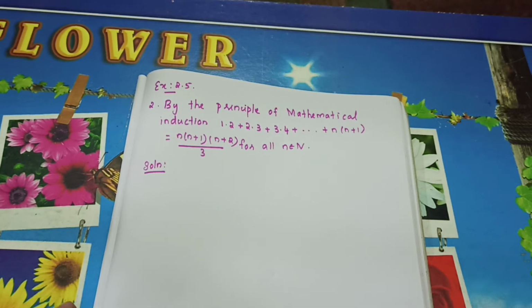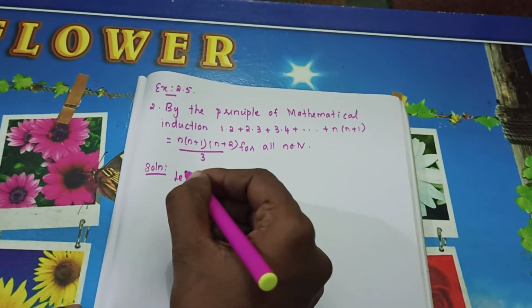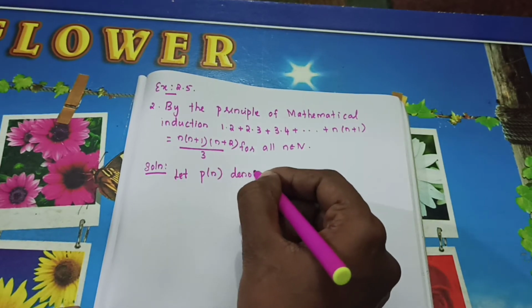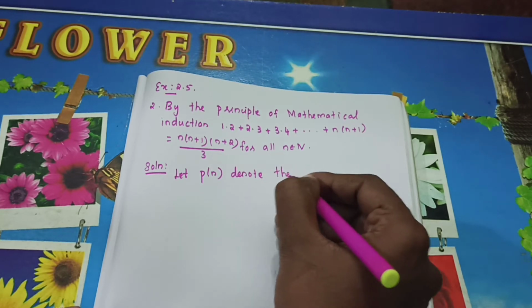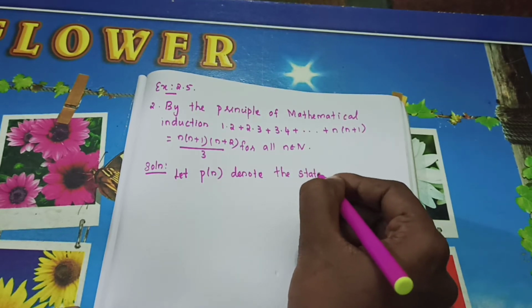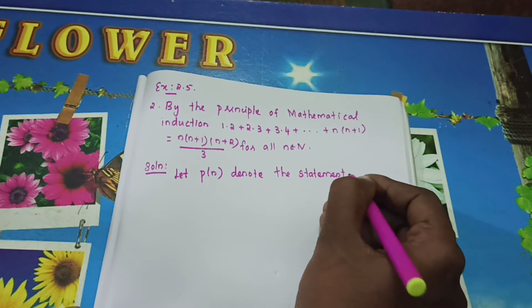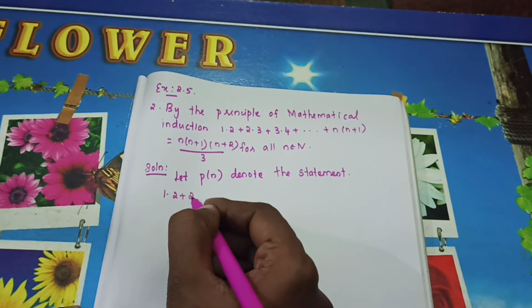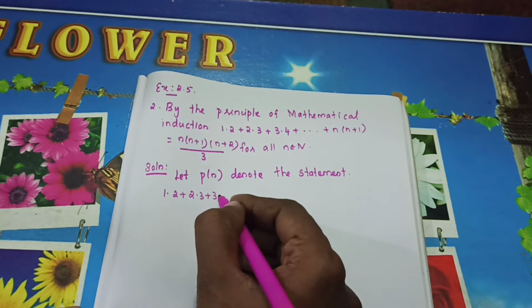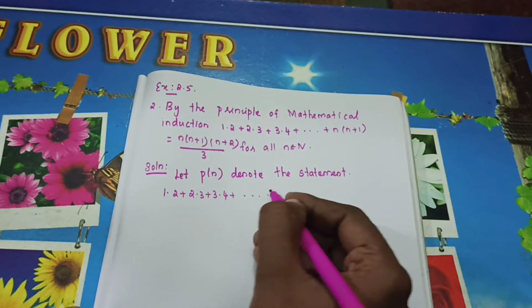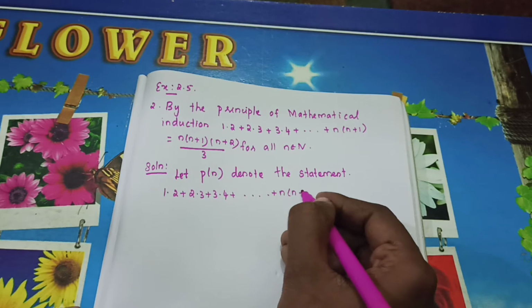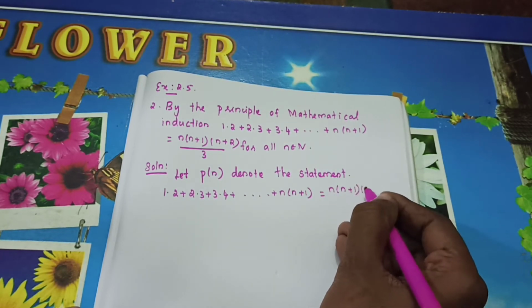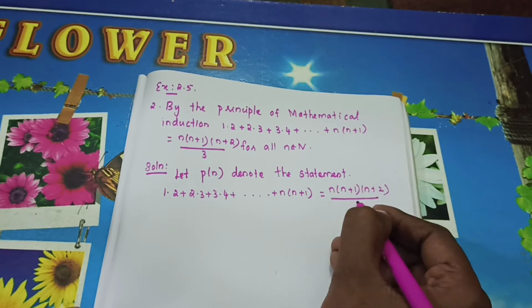Okay, so first what will you do? P of n, right? Let P of n denote the statement. What's the statement? 1 into 2 plus 2 into 3 plus 3 into 4 plus etcetera plus n into n plus 1 is equal to n into n plus 1 into n plus 2 divided by 3.